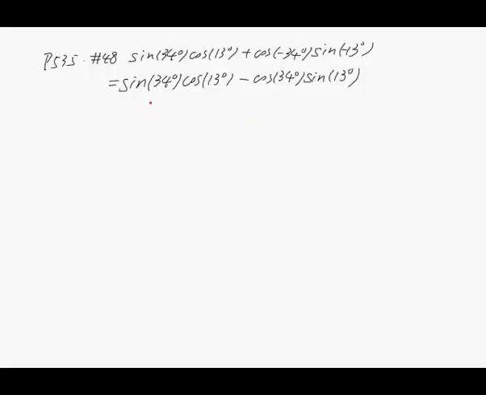Difference, right? So this is equal to sine of alpha times cosine beta minus cosine alpha times sine beta. So this is the sine of alpha minus beta. So alpha is 34 degrees, beta is 13 degrees, and then you subtract, you have the sine of 21 degrees. And in this way, we simplify this expression.